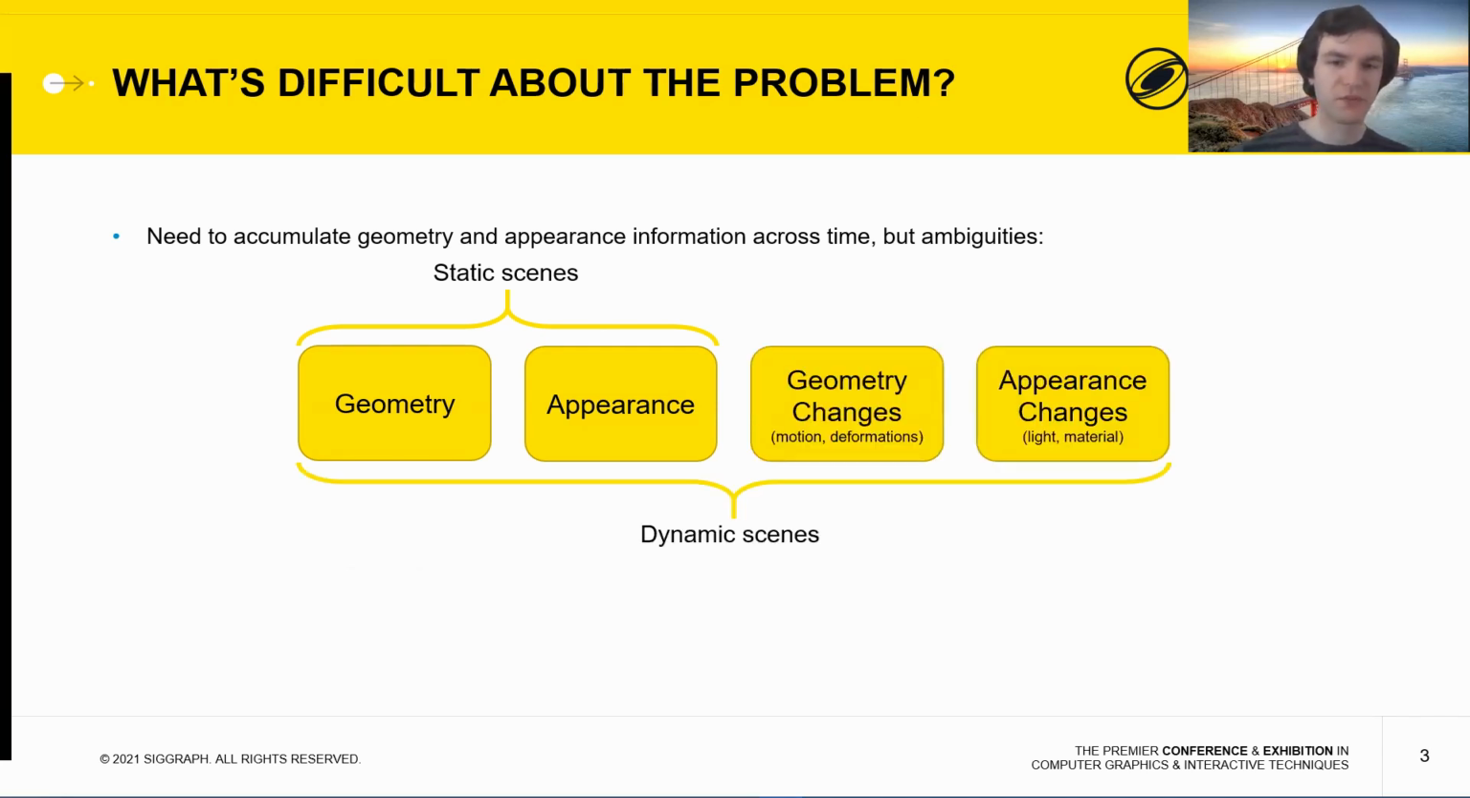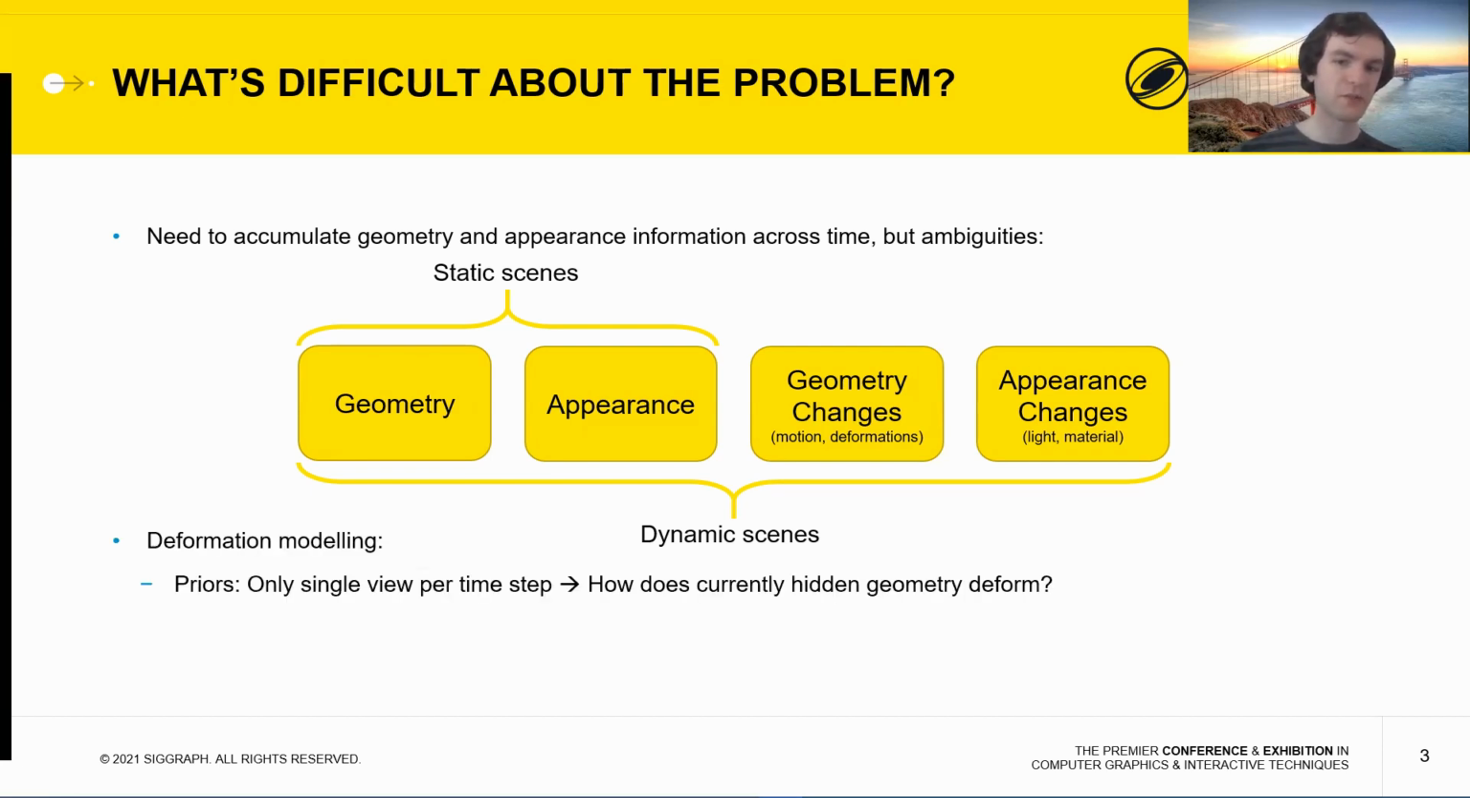But with dynamic scenes, we now also encounter geometry changes like motions and deformations, and appearance changes in the lighting, for example, in the form of shadows or in the material. All of these can again be exploited by the optimization to avoid reconstructing a meaningful 3D scene across time, since we only have a single input view per time step. So this problem is even more under-constrained than static reconstruction.